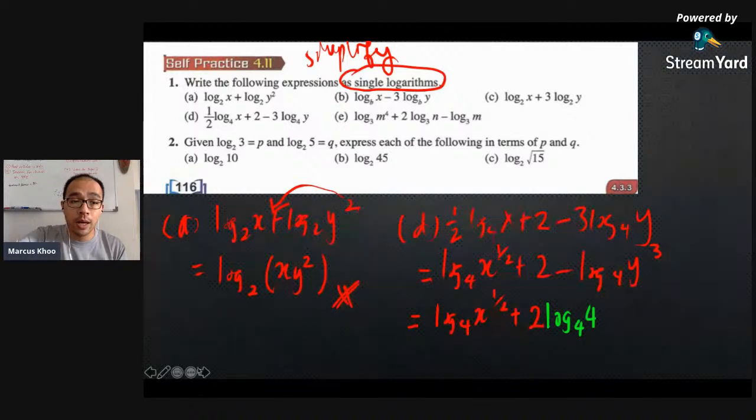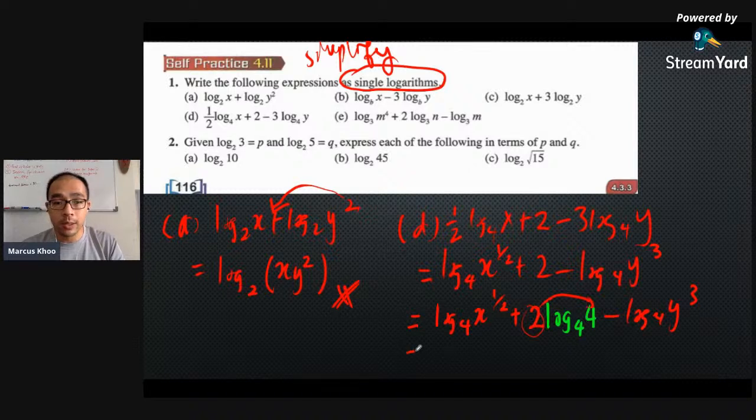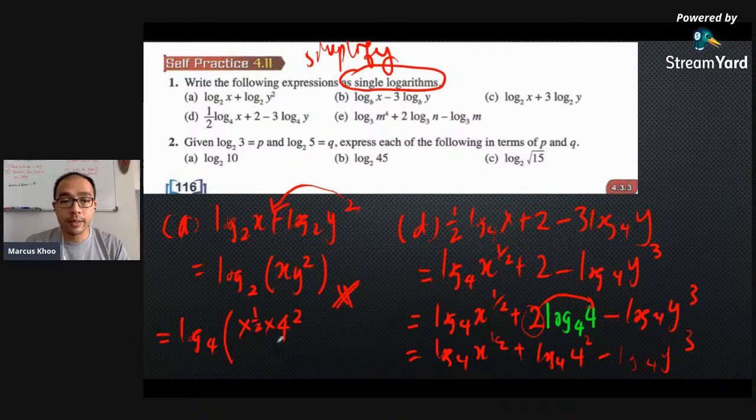That's why we have to bring it all in. Okay, then we get minus log 4 y cubed. Now, since this is 2 log 4, I can bring these 2 up. So I get log 4 x half plus log 4 minus log 4 y cubed. Then I can combine this all by using the laws of logarithms. So log 4, I'll get x half times 4 squared divided by y cubed.